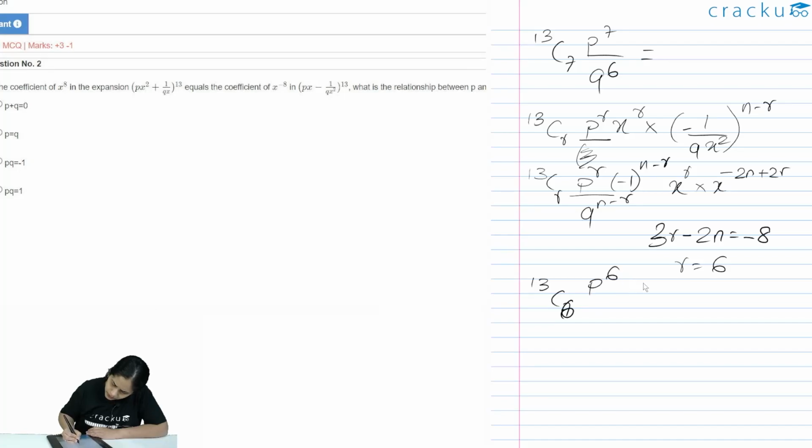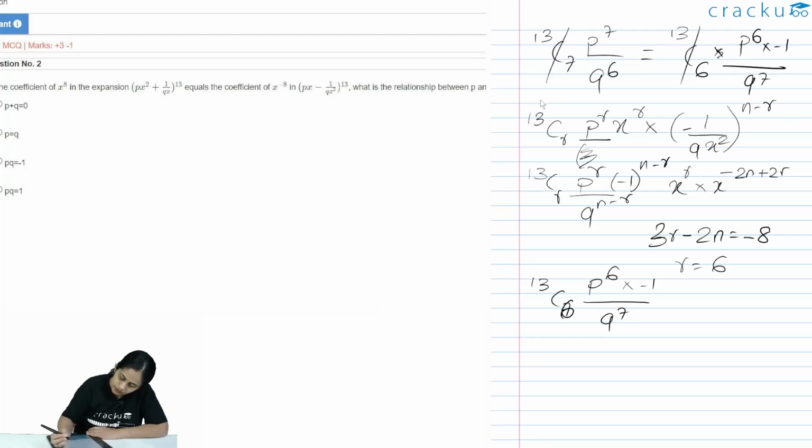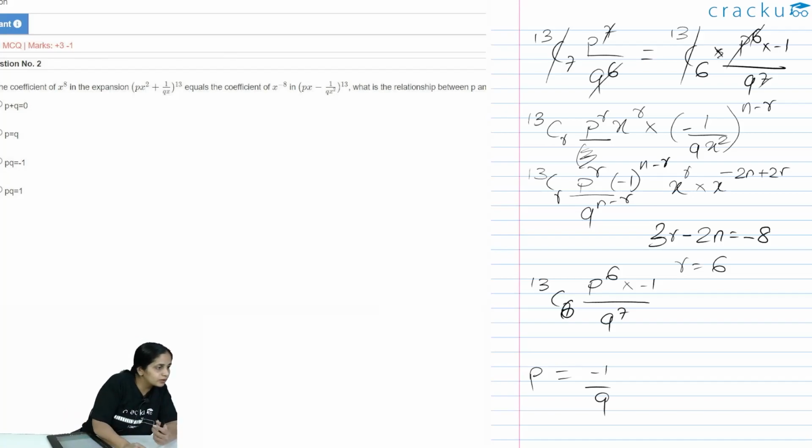P raised to 6. This is the n minus r. So this is essentially 13C6 p raised to 6 into minus 1 upon q raised to 7. So this cancels, this cancels, this entire thing cancels, and this is minus 1. So basically p is equal to minus 1 by q. pq is equal to minus 1.